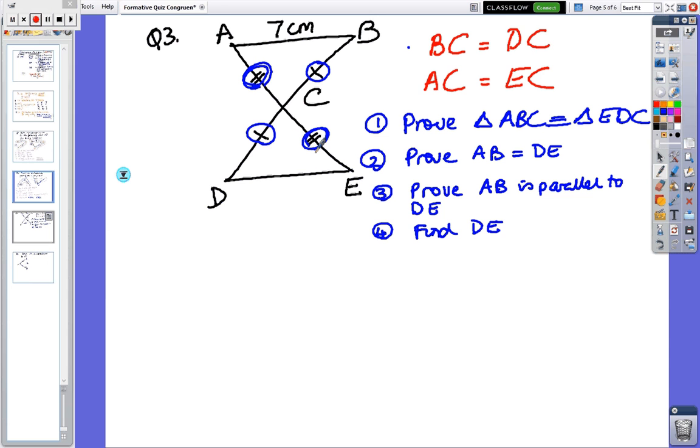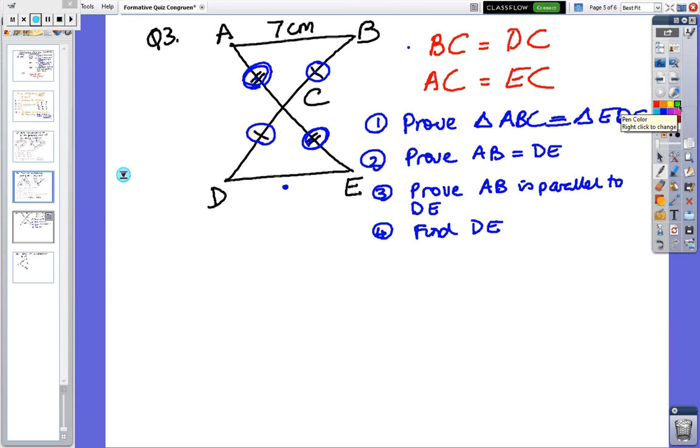When we're looking for a reason, we've got to look at what we've got. We don't have three sides. Sorry, we do have three sides, but we don't have this side, so we can't use SSS. So we've got to use one of those other reasons, and you can have a think about which one it might be. You've got two sides given, so that might give you a clue. Have a go. When you're ready, come back.